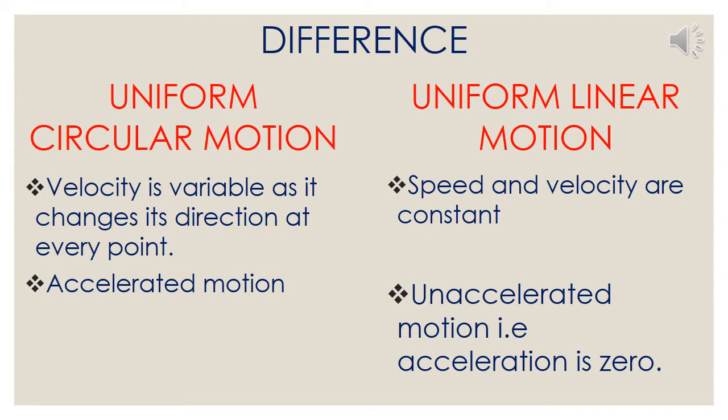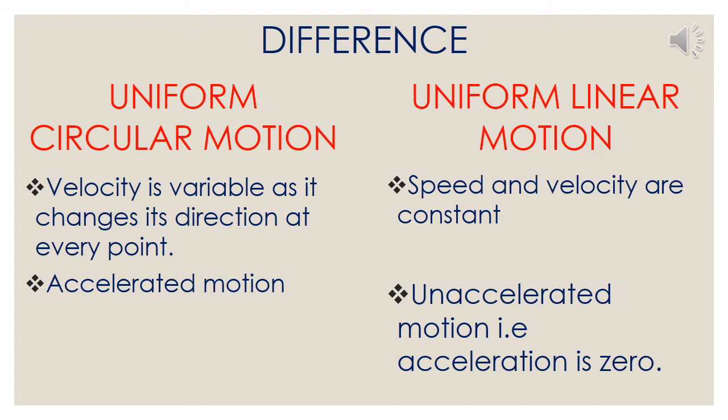So we have two types of uniform motion, that is uniform circular motion and uniform linear motion. But what is the difference between the two? In uniform circular motion, the particle is moving with the same speed but the velocity is variable. And why is the velocity variable? Because it is changing its direction at every point. Since velocity is changing, the acceleration is variable. That is, it is an accelerated motion.